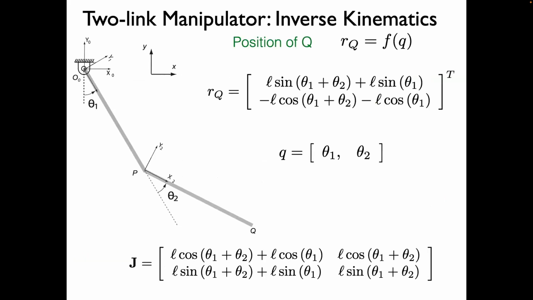So this is how the Jacobian is used to do inverse kinematics. The position of point Q, which is the end effector, is rq equals some function of Q, which is the θ1 and θ2. This can be found to be this expression for rq. Q here itself is θ1 and θ2. So to find the Jacobian, we do df dq or dr dq, and we get this expression.